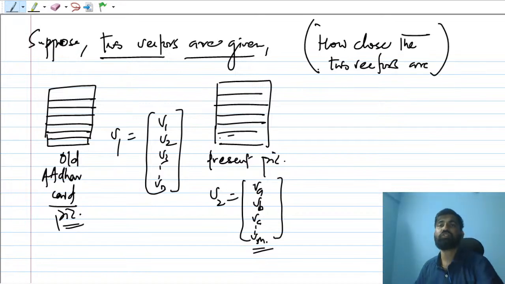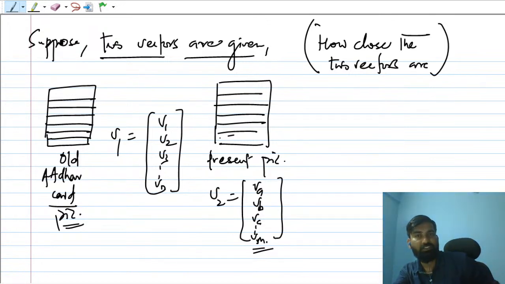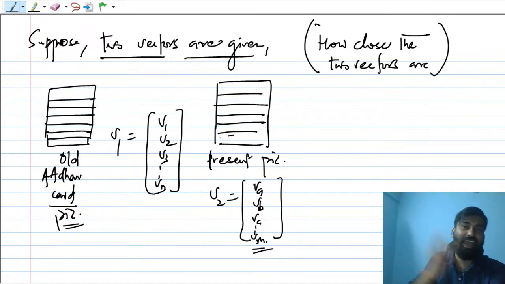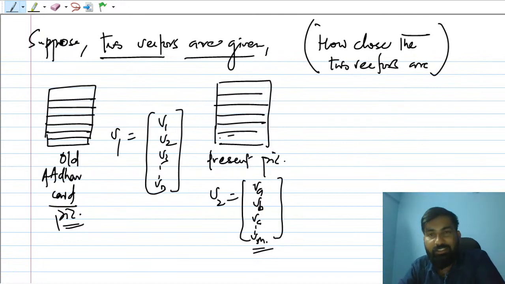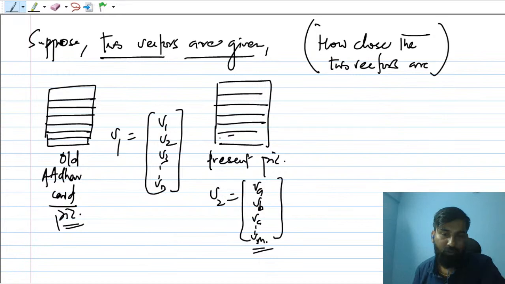Understood? How close the two vectors are. If two vectors are given, two photos are given, we need to find the match, okay. And there should not be any deviation, there should not be any error. If there is an error, keep in mind, suppose one picture and another picture are not getting matched, it means there is an error. In order to find a match, you need to minimize the error as well. This is also a very important concept, right?